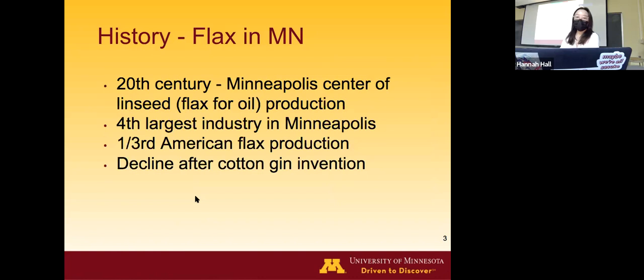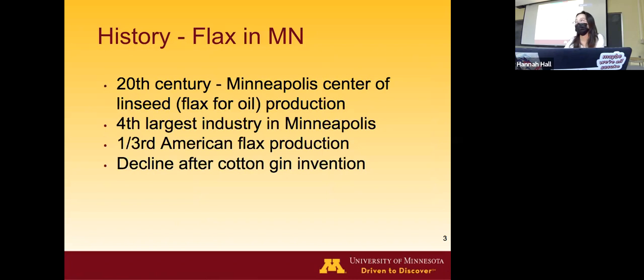Okay. So flax in Minnesota in the 20th century, Minneapolis was the center of linseed, which is flax for oil production. It was the fourth largest industry in Minneapolis, and we accounted for about one third of the total American flax production. But interest in flax declined as the cotton gin was invented.